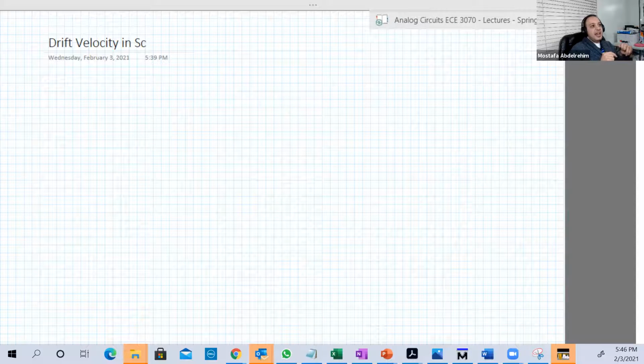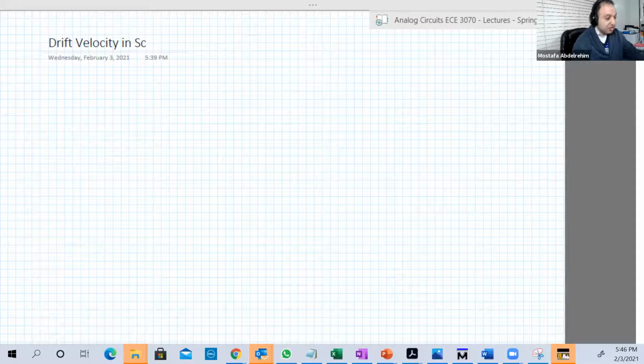To understand the drift current and derive the equations for it, we need to understand what's called drift velocity, which is basically the velocity or the speed of the electron when we apply an electric field on that electron. So in free space, this is not a semiconductor, just free space, let's start with this.